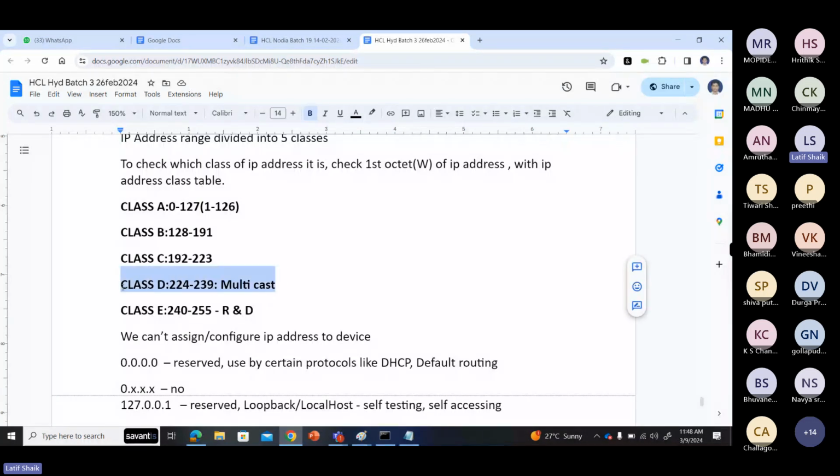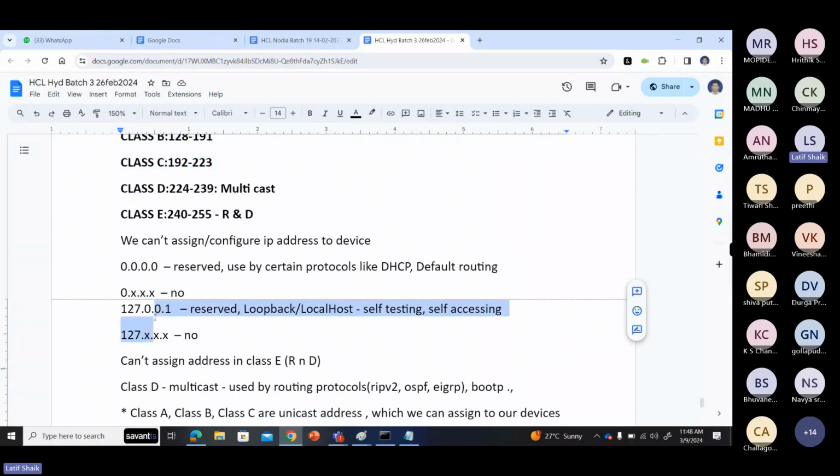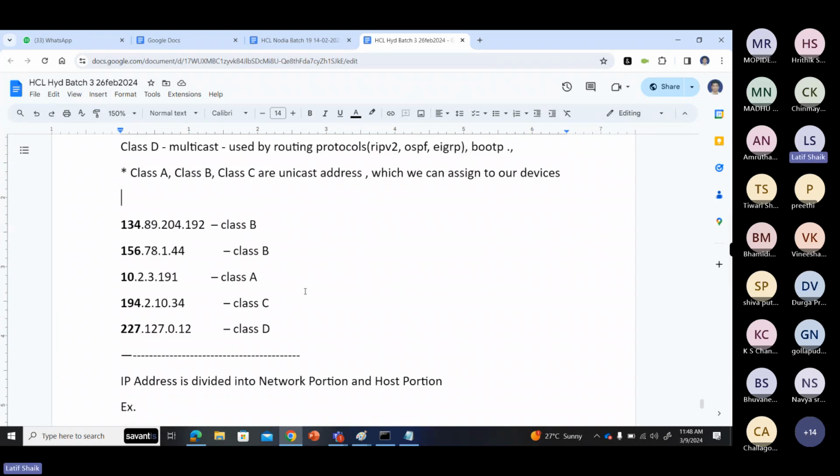Class D is for multicasting purposes. It is used by certain protocols and services only. Class A, Class B, and Class C are unicast addresses. Out of that, there is the 0 series, the 127 series, and one more series. Except those, all the remaining are used in communication, and we can assign them to devices. We can't assign 0.0.0.0 or the 0 series, or the 127 series. How do you recognize which class an IP address is? See the first octet and you can recognize it.